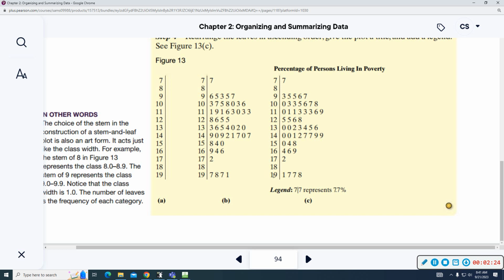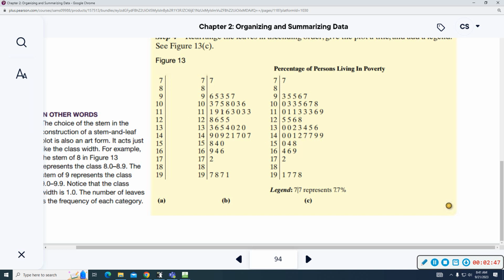Sometimes this could be 1,901 maybe, or it might be something else. It might be 191. So they need to tell you what the leaves are. In this case, it's saying that whatever comes behind the vertical bar is a number after the decimal. So this is that information.